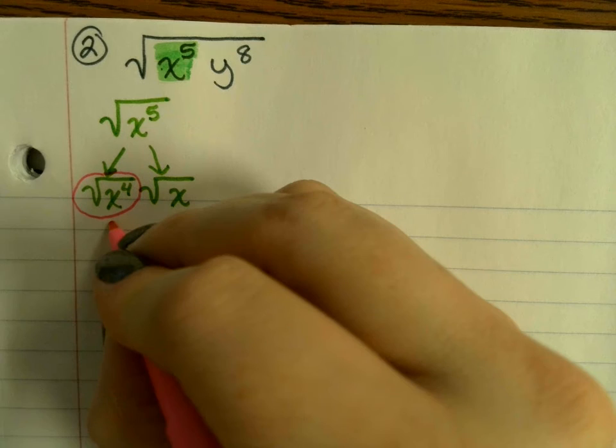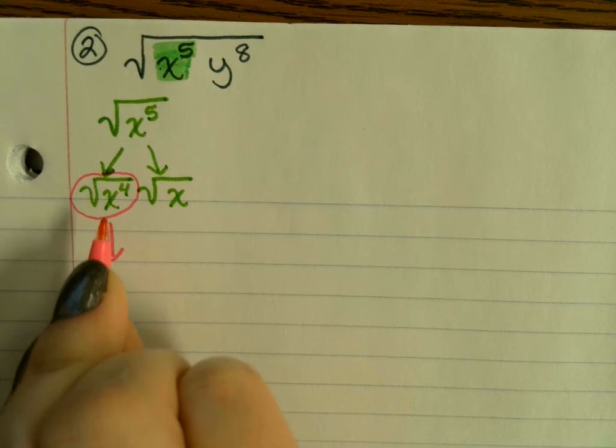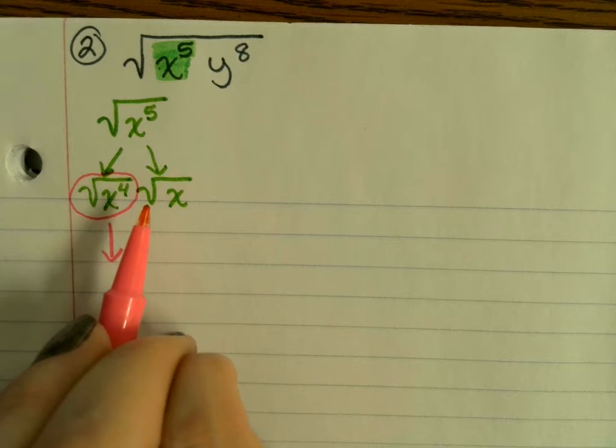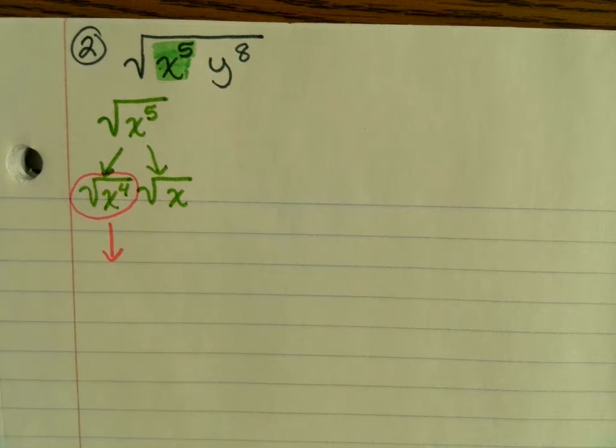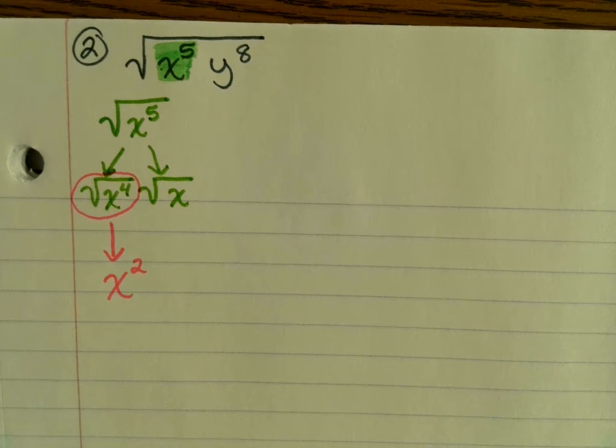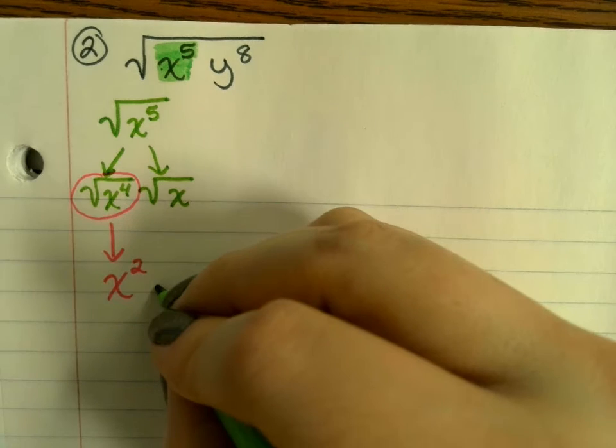When I take the square root of x to the 4th, all I'm going to do is take the 4 and divide it by 2. What's 4 divided by 2, guys? 2. So that becomes x to the 2nd power. My square root of x is just going to come down as square root of x.